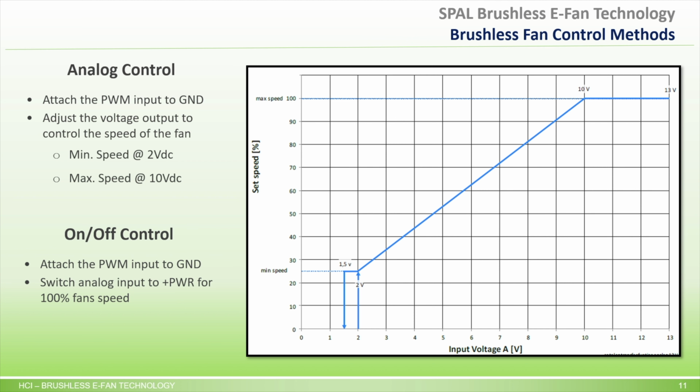I've also had a few applications where customers simply want to control the fan on and off. In order to do this, connect the PWM input to ground and switch the analog input to plus power. This will cause the fan to ramp up to 100% fan speed.